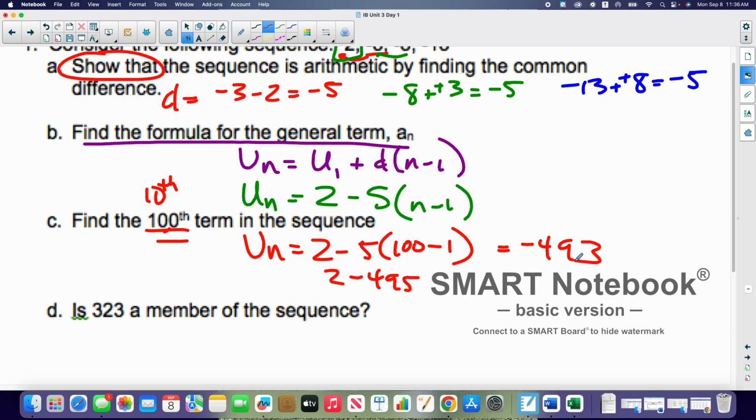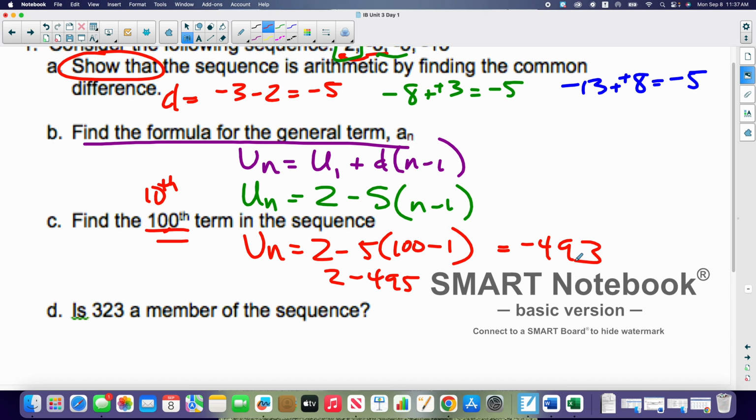question D is just the opposite. It's asking, is 323 a member of the sequence? So what's 323? UN. That's UN. Now, before we plug it in, thoughts about 323. Is it a member of the sequence? Yes or no? Think it is? How are we supposed to know that?